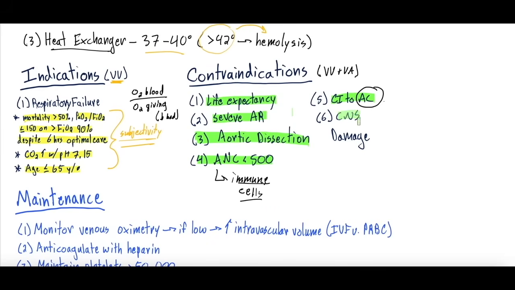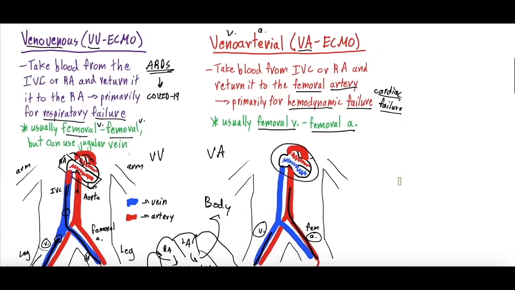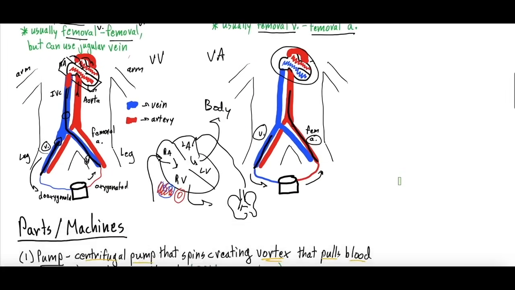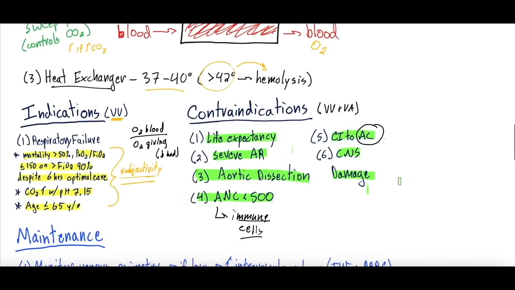And then last would be central nervous system damage or brain damage, which is another contraindication. All right, so let's see. So far we have gone over the general principles, venous-venous versus venous-arterial, how it's set up, and then the parts and machines that make up the ECMO circuit, as well as indications and contraindications.